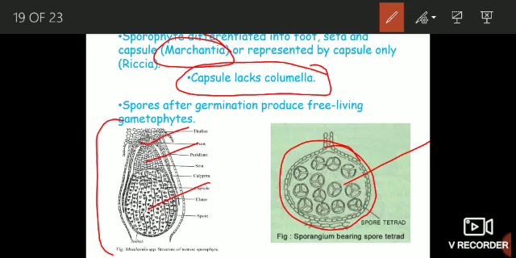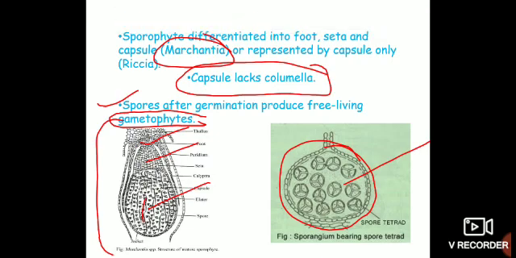And after meiosis in the capsule, the spore mother cells form spores, and these spores after germination give rise to gametophyte directly. They form gametophytes. Okay?